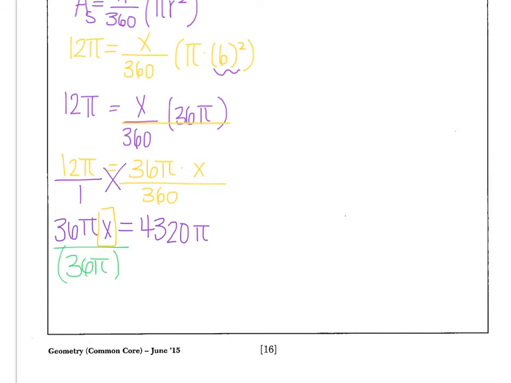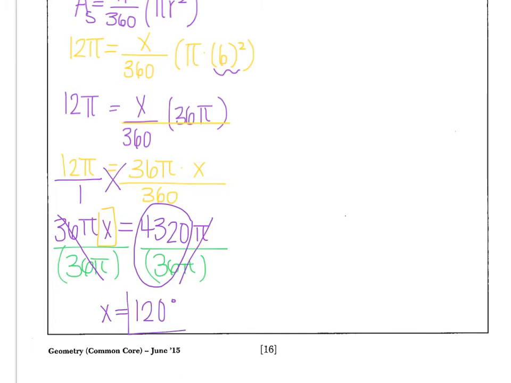And notice here that I'm putting it in parentheses. If you forget the parentheses, then the pi's won't cancel nicely. It'll end up being multiplication by pi instead of division. Here on the right side, I have pi divided by pi cancels. On the left side, 36 pi divided by 36 pi cancels. So now I have x equals whatever this division gives me. 4,320 divided by 36 ends up being 120. So x, or the measure of angle AOC, is 120 degrees.